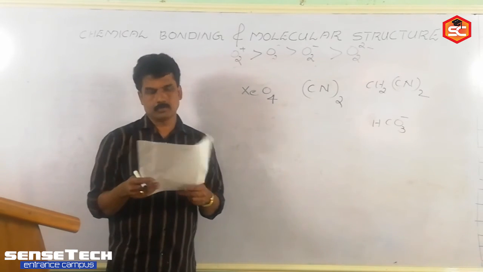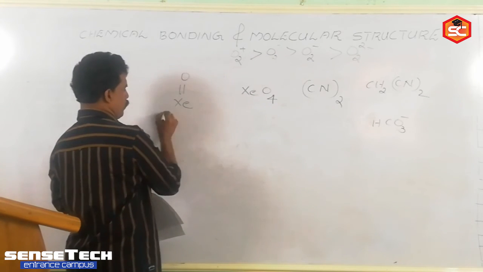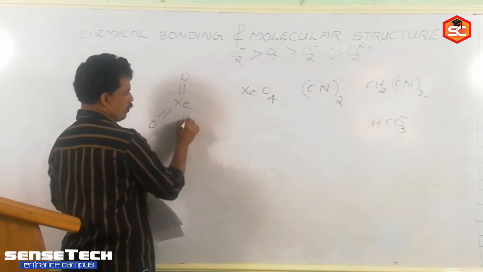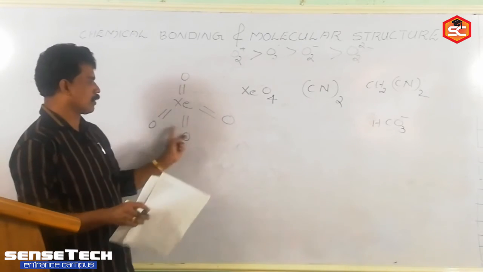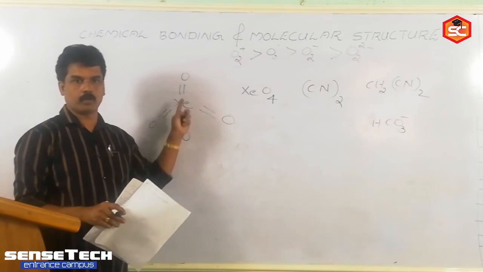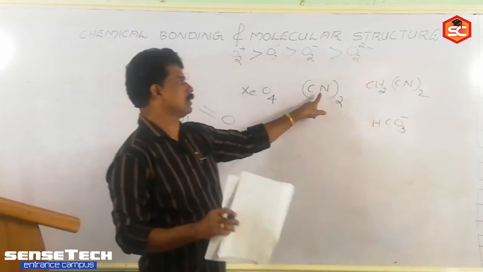pi bonds? XeO4, we already noted the structure. Xe double bond O, 8 electrons, double bond O, double bond O, double bond O. From the structure it is clear: 4 sigma bonds, 4 pi bonds. In a multiple bond, only one is sigma and the other is pi.